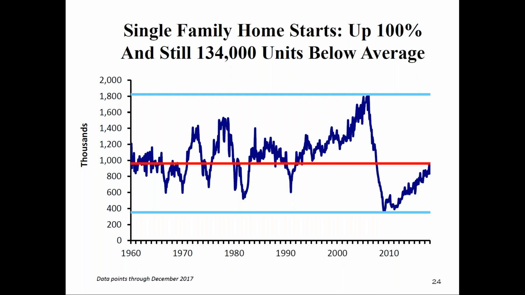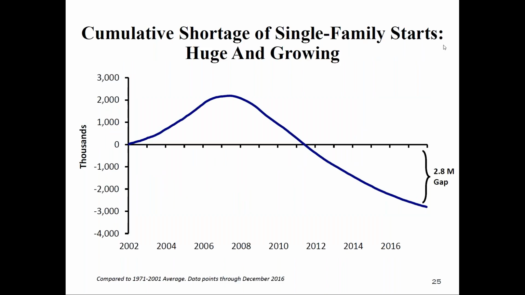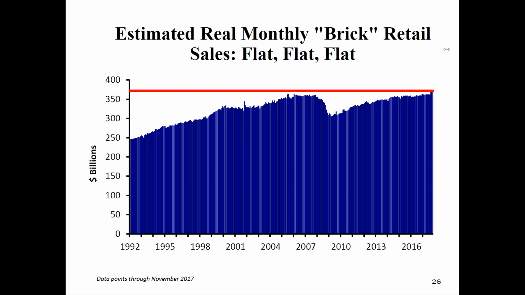And if you go to the next chart, you'll see, in fact, that single-family housing starts gap currently is about 2.8 million over the last 16 years. There was an overproduction in the early years that was more than offset by this massive underproduction. That's the big shortfall. Real quick switch, next chart, to brick retail sales, at least as best I can estimate them in real terms. And real, think of throughput.